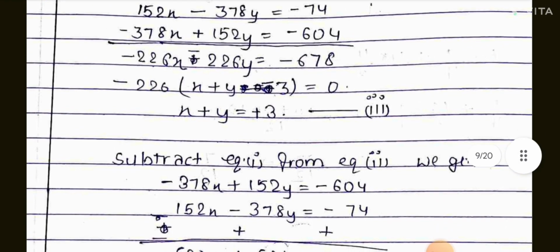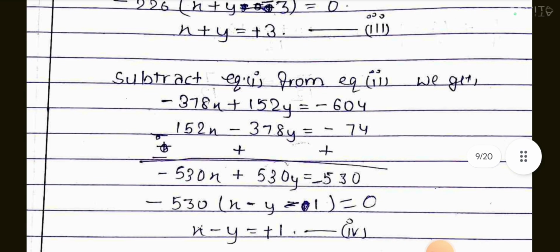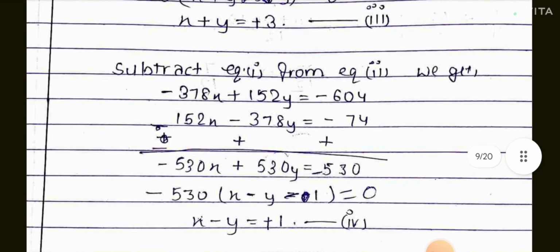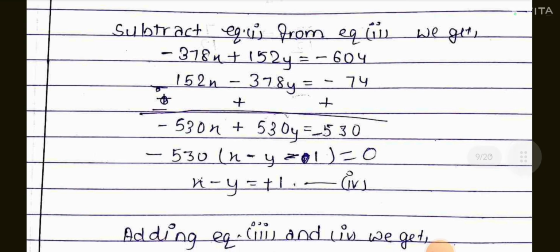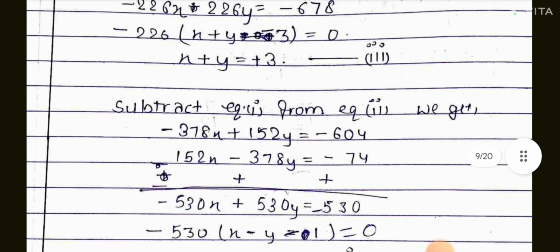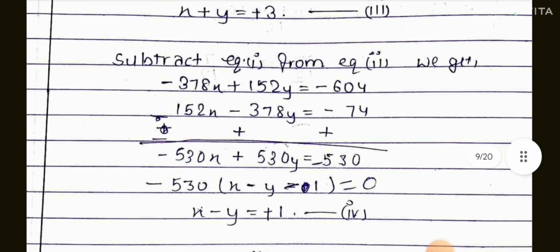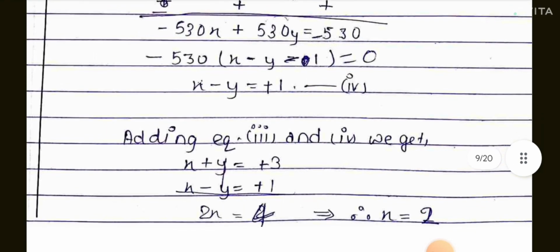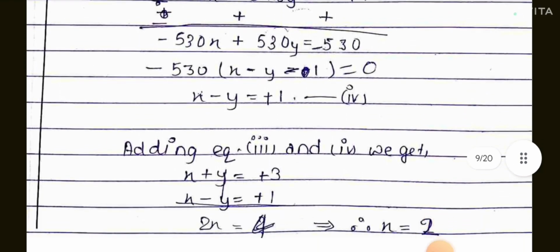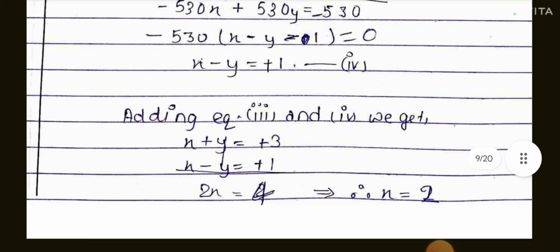If we subtract equations 1 and 2, then we get minus 530x plus 530y equal to minus 530. Here also we can take x minus y equal to 1. This is the next equation. Now it is a simpler system: x plus y equal to 3, x minus y equal to 1. If we add the equations, y will be cancelled. 2x equal to 3 plus 1, 2x equal to 4, x equal to 4 by 2, which means 2.